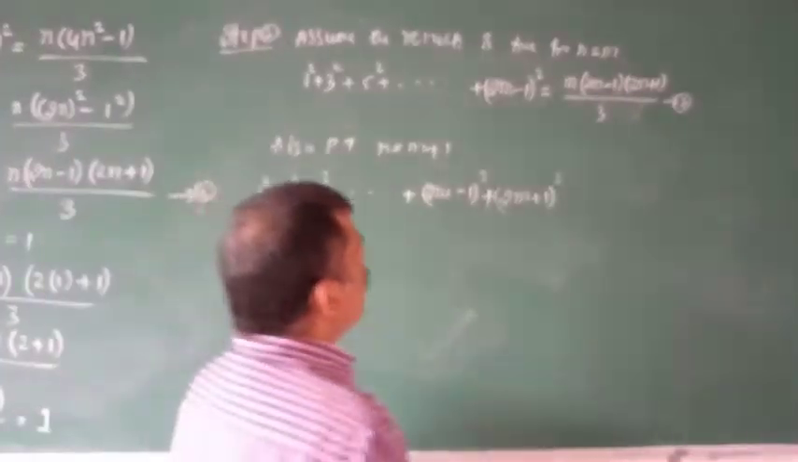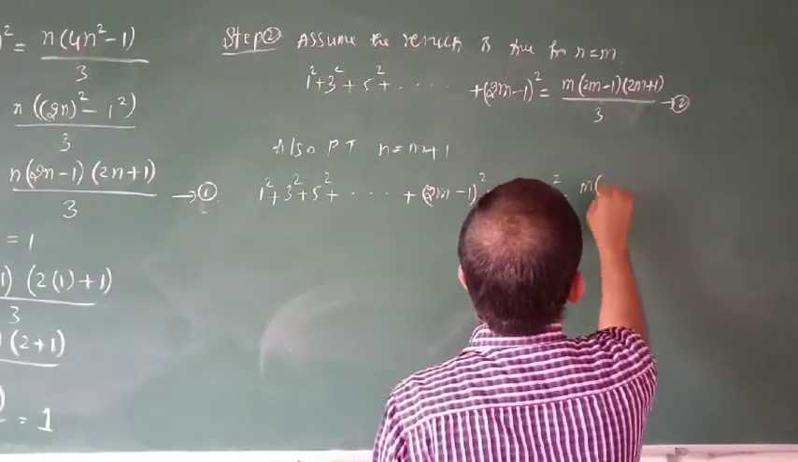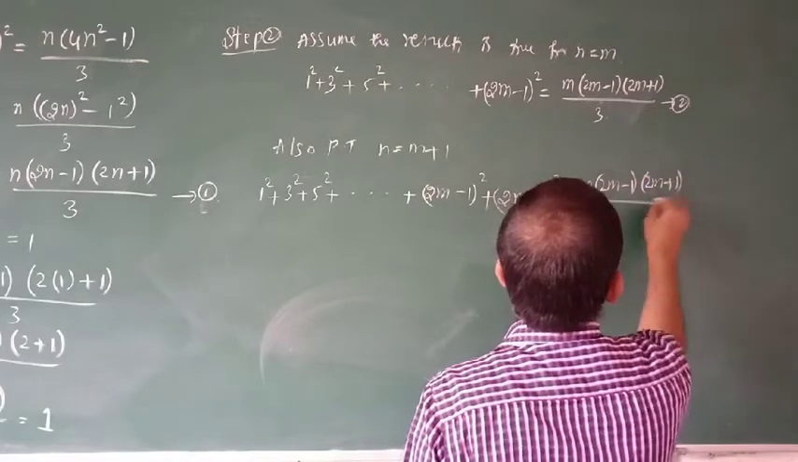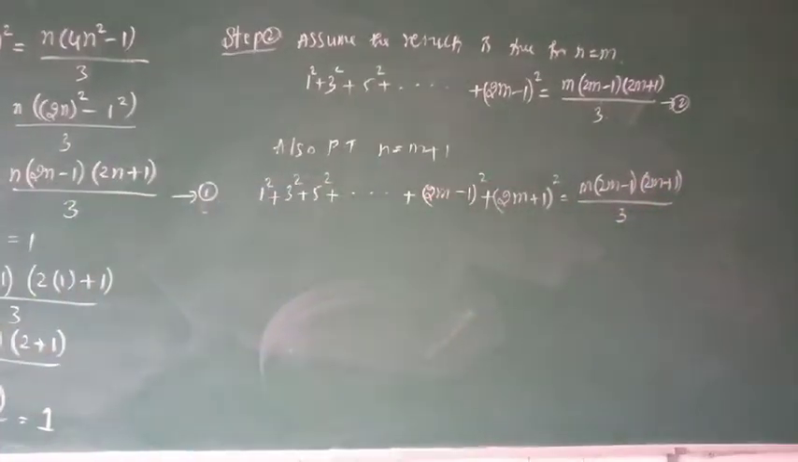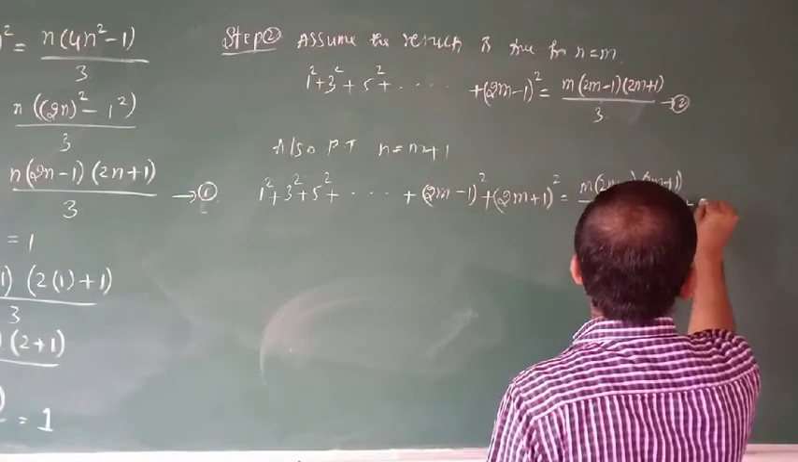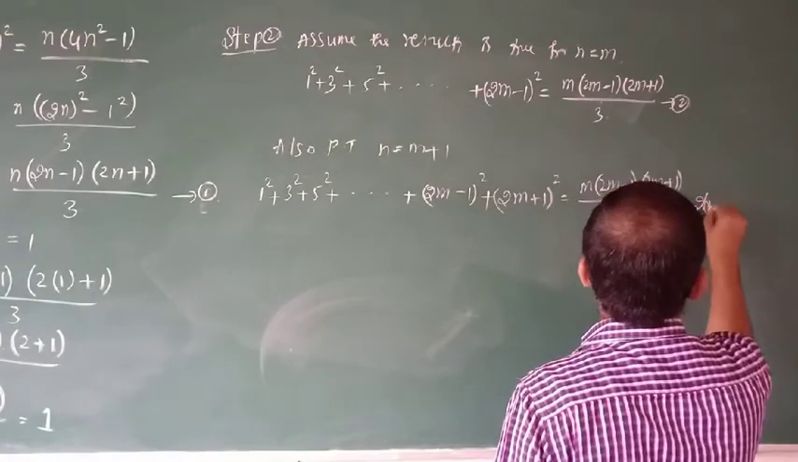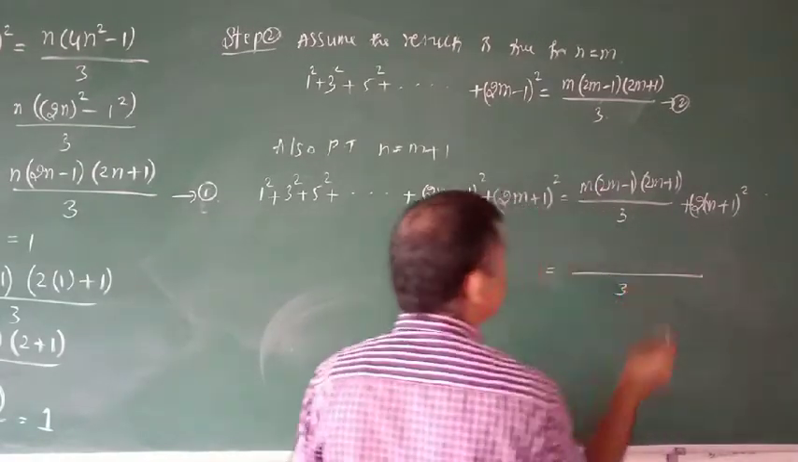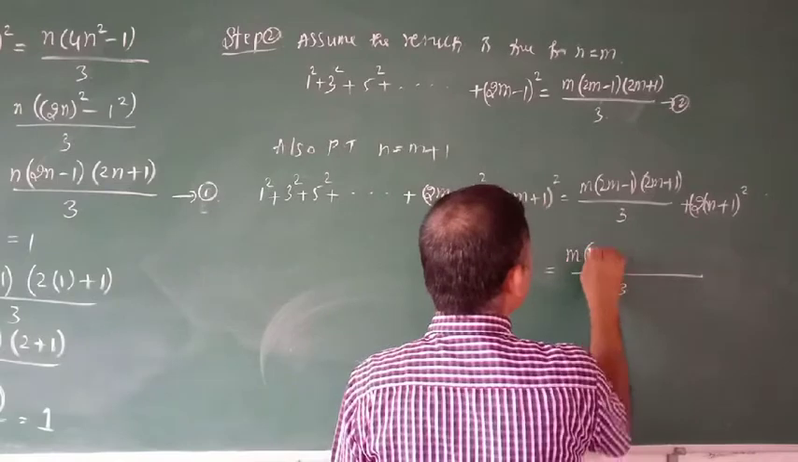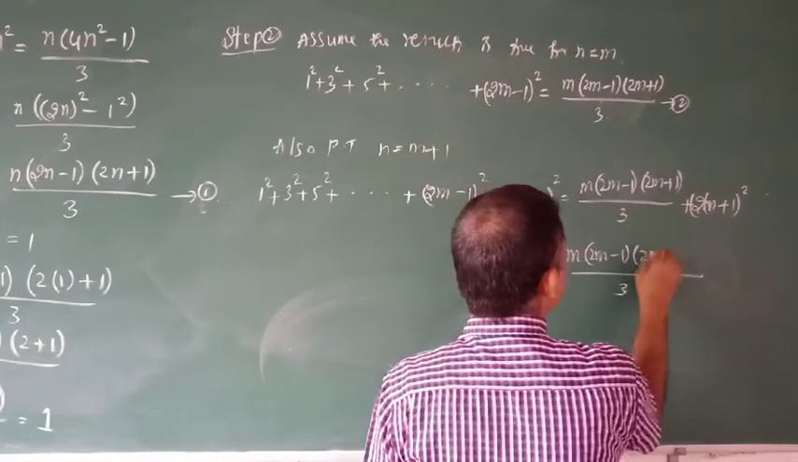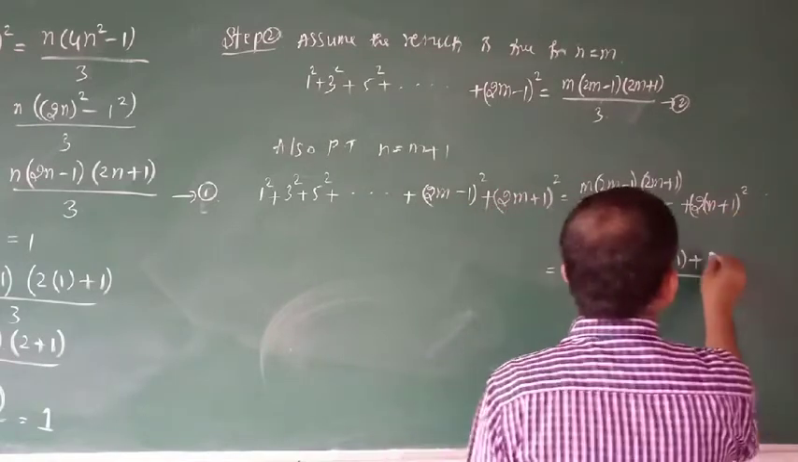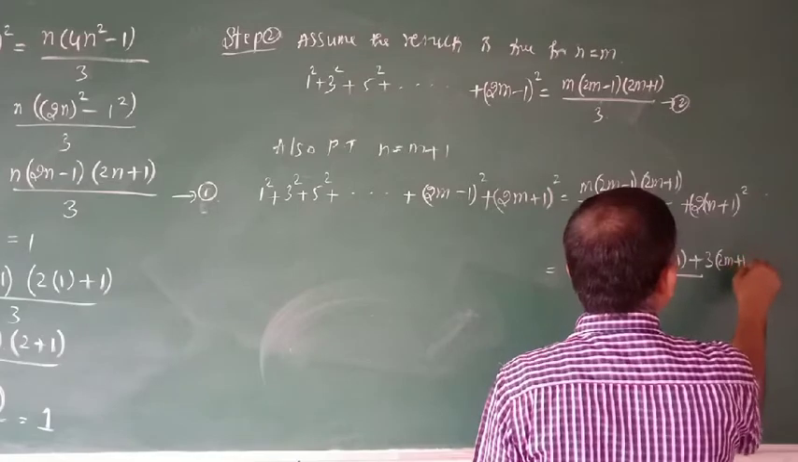So equal to m into 2m minus 1 into 2m plus 1 divided by 3, which is up to the sum of the m terms. Next another one is plus 2m plus 1 whole square, equal to, LCM is 3, m into 2m minus 1 into 2m plus 1 plus 3 into 2m plus 1 whole square.